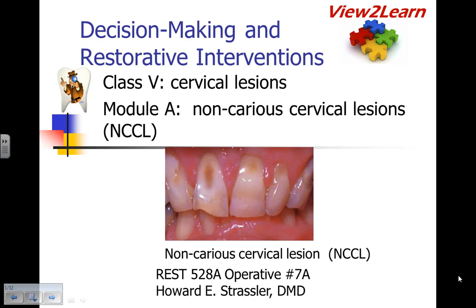This is Dr. Howard Strassler presenting the e-lecture Decision Making and Restorative Interventions, Class 5 Cervical Lesions, Module A, Non-Carious Cervical Lesions, NCCLs.